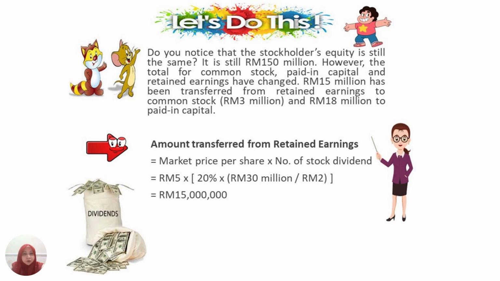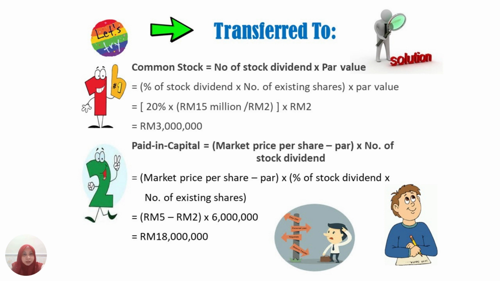Amount transferred from retained earnings equals market price per share times number of stock dividend. Ringgit Malaysia 5 times 20% times Ringgit Malaysia 30 million divided by Ringgit Malaysia 2 equals Ringgit Malaysia 15 million. And we will calculate the amount transferred to common stock, equal to number of stock dividend times par value, equal to 20% times Ringgit Malaysia 15 million divided by Ringgit Malaysia 2 times Ringgit Malaysia 2, equal to Ringgit Malaysia 3 million.